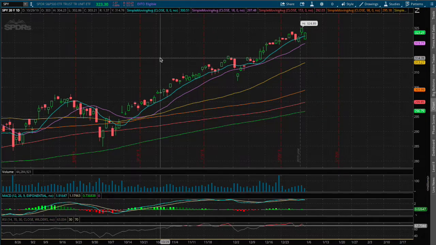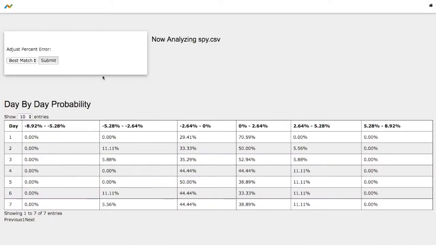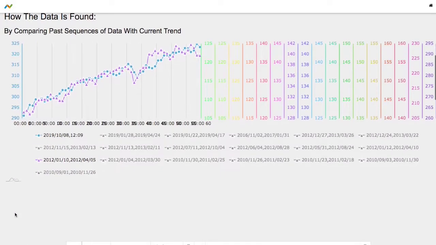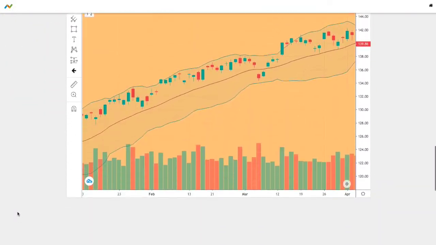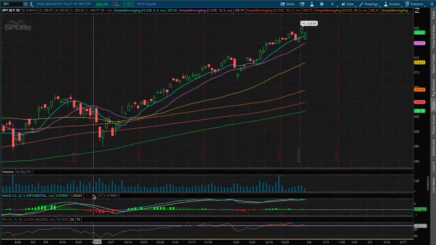Hello viewers, and in this video we'll be going over the S&P 500 ETF ticker symbol SPY. In this video we'll be going over the day-by-day probability model as well as how we found the forecast model and the S&P forecast. So first let's go over the technical analysis.